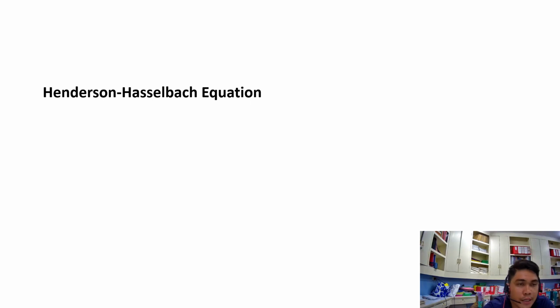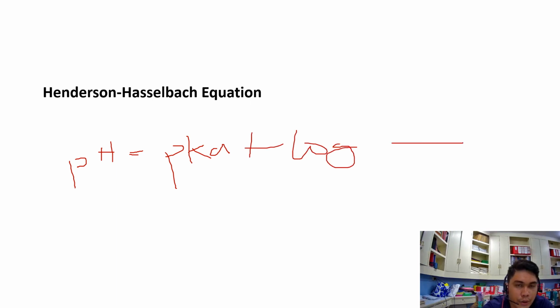Next is the Henderson-Hasselbalch equation. For the Henderson-Hasselbalch equation, pH is equal to the pKa, or dissociation constant, plus log of the conjugate base over the weak acid. The conjugate base is bicarbonate and the weak acid is carbonic acid.